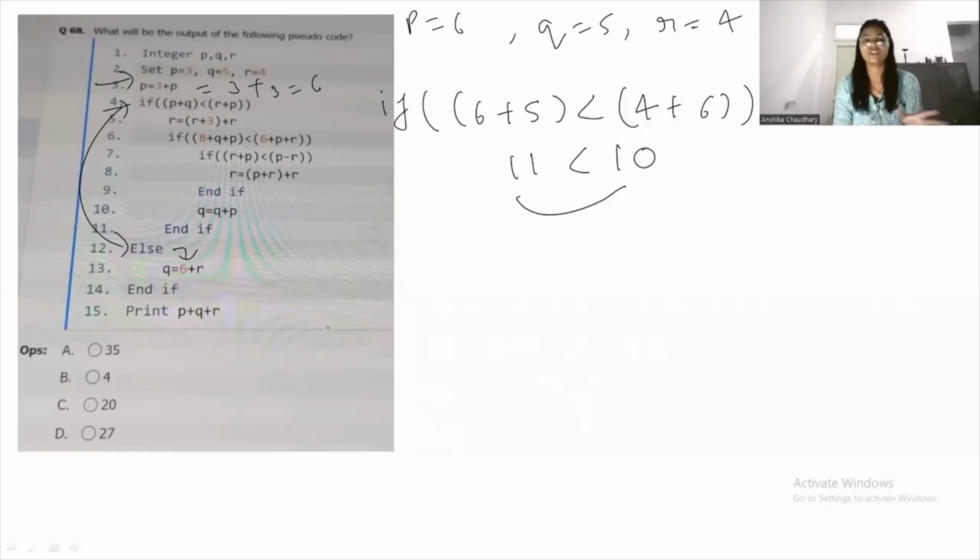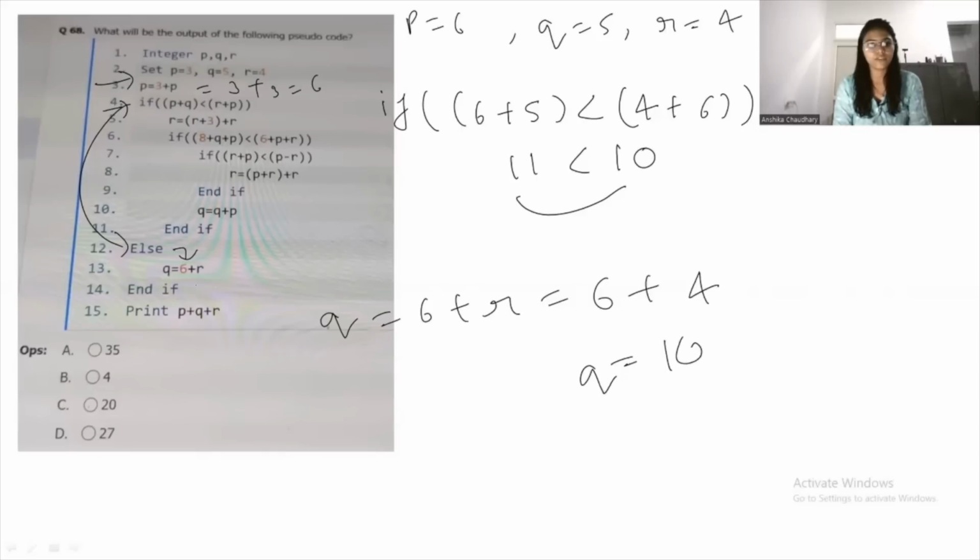We will directly perform the operations in the else block. The else block contains q equals 6 plus r. The r value was 4, so 6 plus r will become 10. So this is the q value now. And from here, the if part will be executed and then print p plus q plus r.